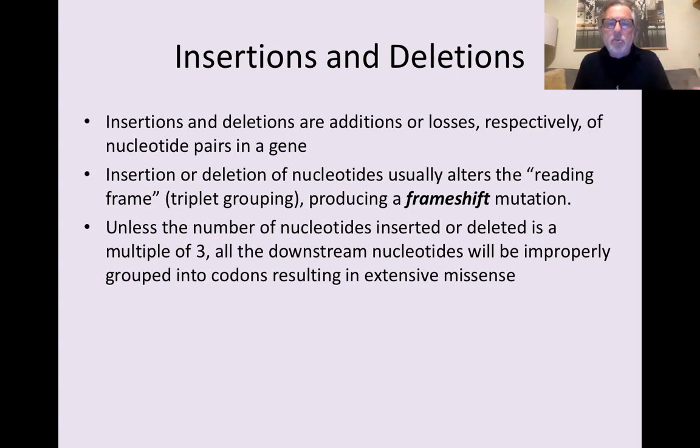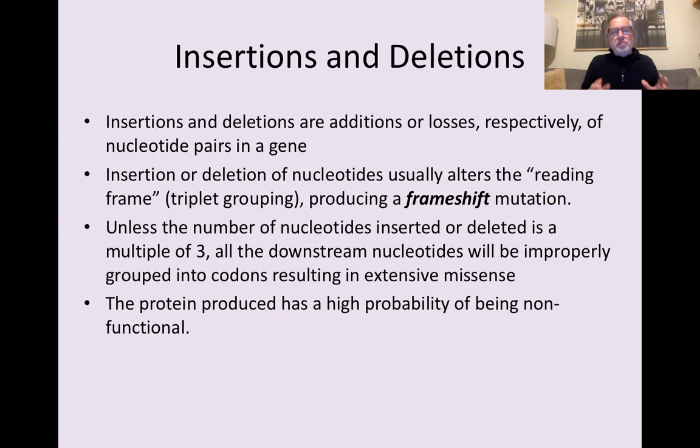Now, if the number of nucleotides inserted or deleted is a multiple of 3, then only the codons that are inserted and the ones surrounding it can be affected. So when there are multiples of 3 in an insertion and deletion, only some of the codons are affected. But if they're not a multiple of 3, then all the downstream nucleotides will be improperly grouped into codons, and it will result in extensive missense and maybe even nonsense. The protein in this case has a high probability of not being functional because of the tremendous number of amino acids that will be incorrectly placed.